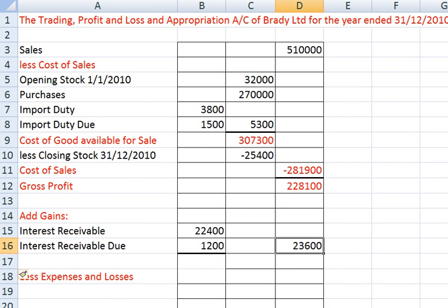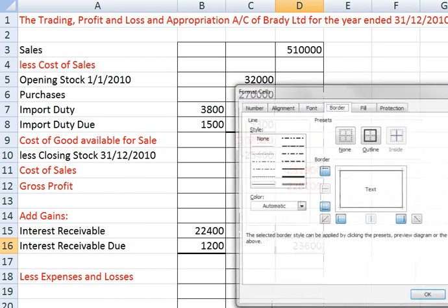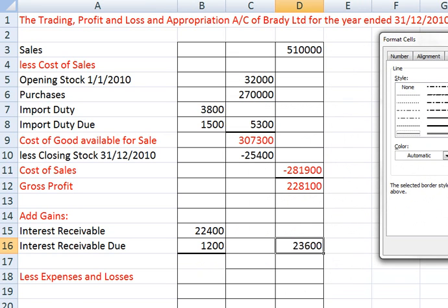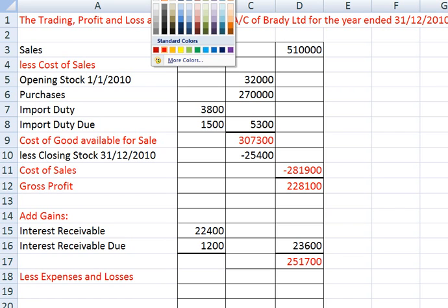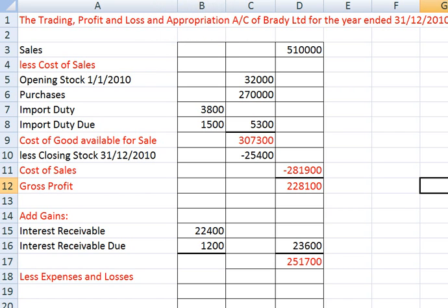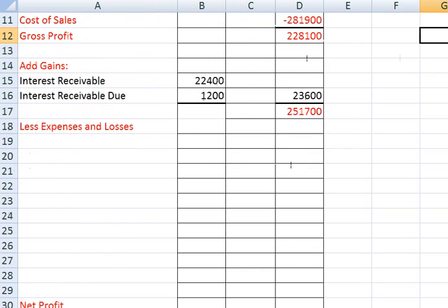So what I'm going to do then, again, I'm just going to format this one here. I'm going to do a little addition, whereby I'm going to add my receivables to my gross profit. In this question I get 251,700. Now I'm going to start looking at the expenses of the business.